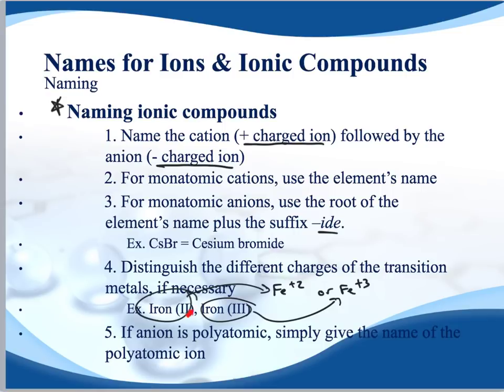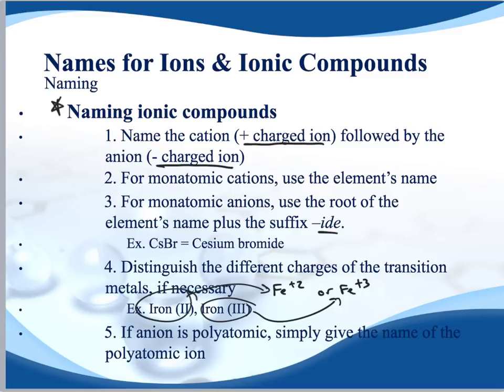This is important to realize. The 2 here corresponds to the charge, not the total number of iron atoms, which we're going to have an issue with here probably in a little bit. Don't confuse that. This is iron 2, with a +2 charge, and iron 3 has a +3 charge. If an anion is polyatomic, simply give the name of the polyatomic ion. So if it's not a monatomic anion, if it's a polyatomic ion, it's going to be the anion. Just give the name of it.